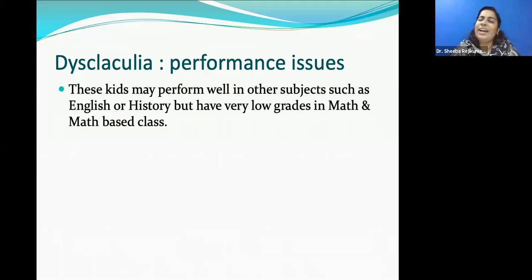In our country, I don't know how, in this world, those persons who are familiar with maths and technology are identified as intelligent persons, and others are remembered as not so. But that's not right. These kids may perform well in other subjects. They can do very well in English or history or Malayalam, but have very low grades in maths or math-based classes. That's not an inference that they're poor or having a lower IQ, only that they're poor in maths.